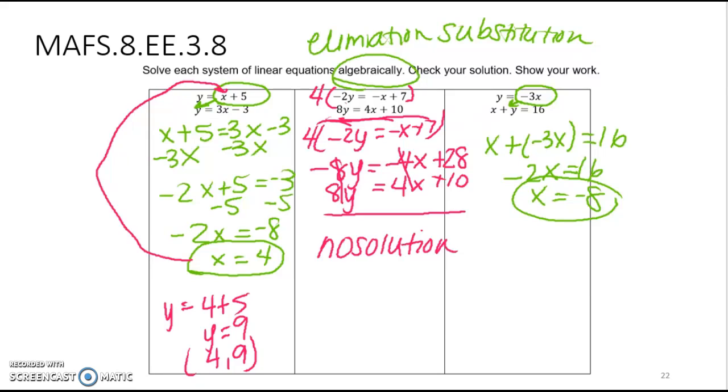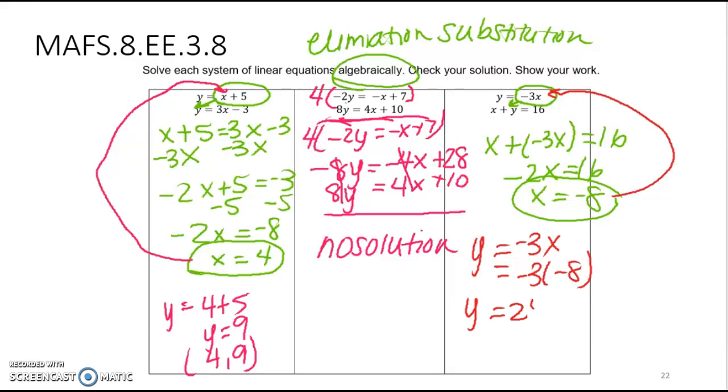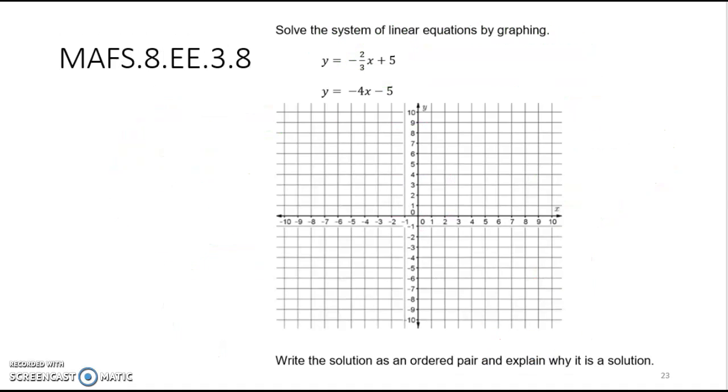And remember, we want to take that x value and plug it back in for y. So y equals negative 3 times x. We're going to plug in negative 8. So y equals 24. So my solution is negative 8, 24. Beautiful job.